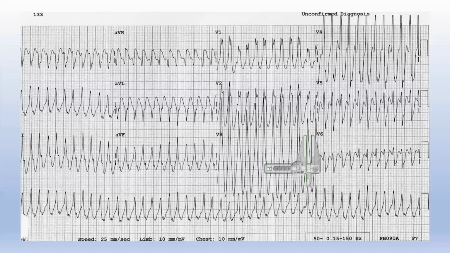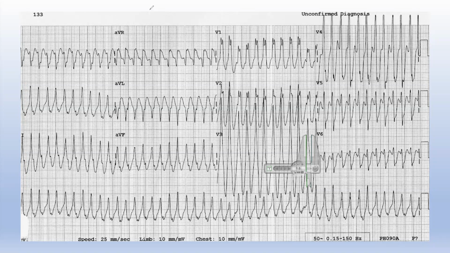So let me just tell you that this was taken from a child of 9 years of age. And so this is a very interesting case because it tells us about the presence of some abnormality. And I will tell you about that abnormality. Okay.